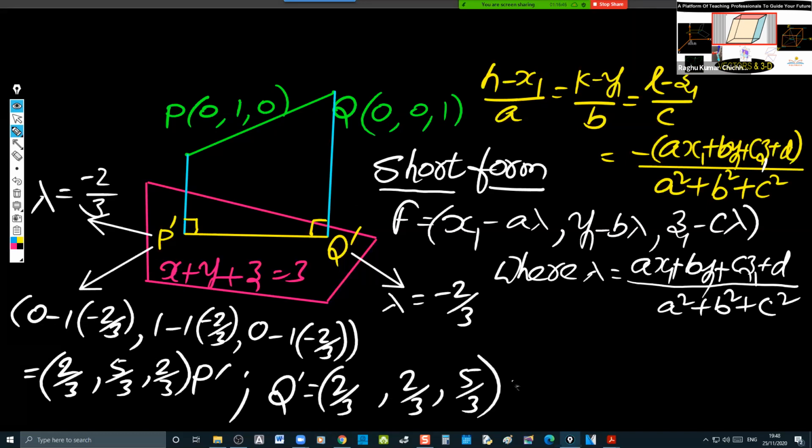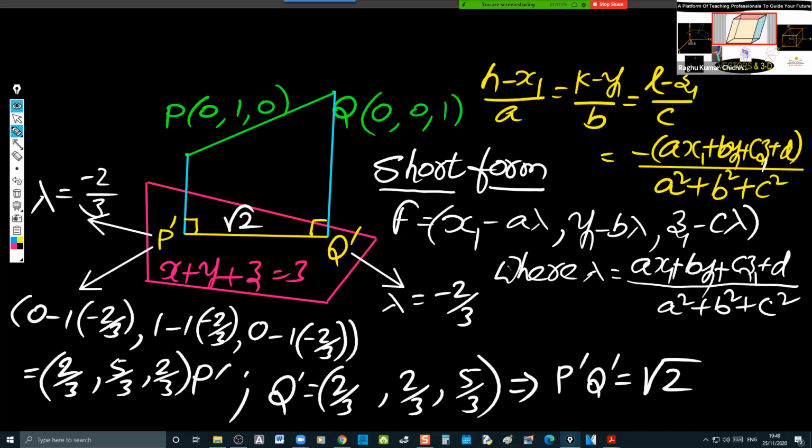Now distance between these two, please. P dash Q dash is equal to 2 by 3 minus 2 by 3, 0. 2 by 3 minus 5 by 3, 3 by 3, 1. 1 plus 1, root 2, you will get. Just check it out, please. 5 by 3 minus 2 by 3, 3 by 3, whole square, 1. So P dash Q dash distance is root 2. So its orthogonal projection is nothing but root 2, please. So this length we have got to be root 2 now.